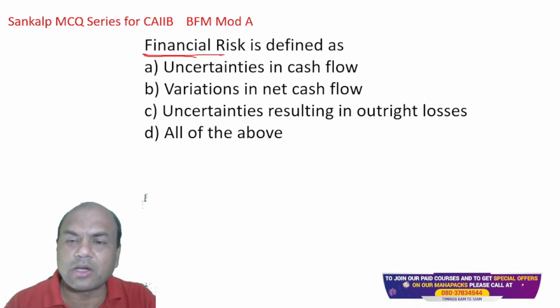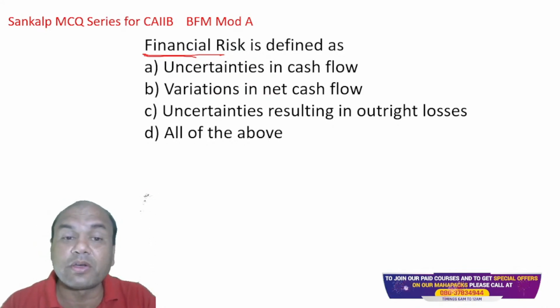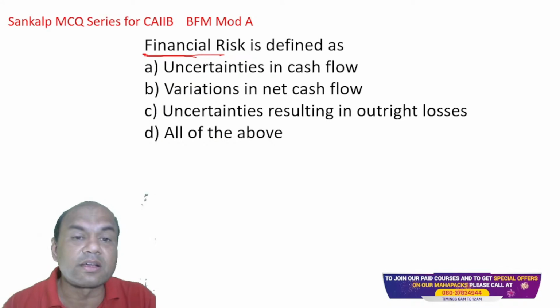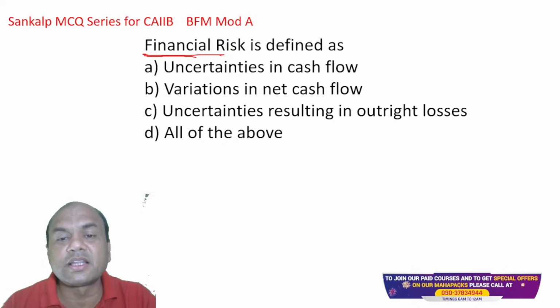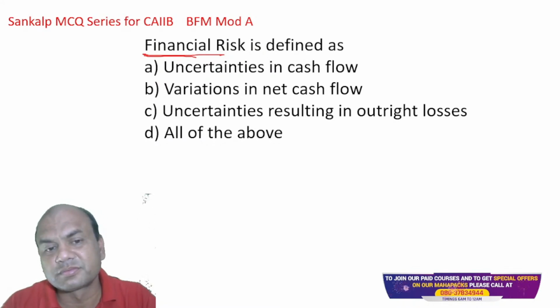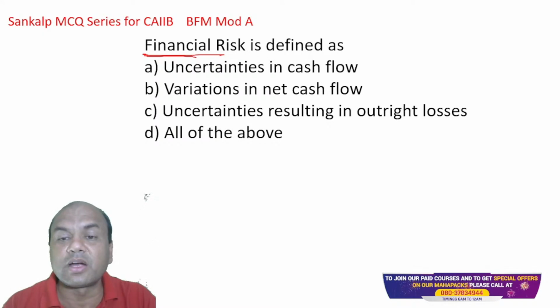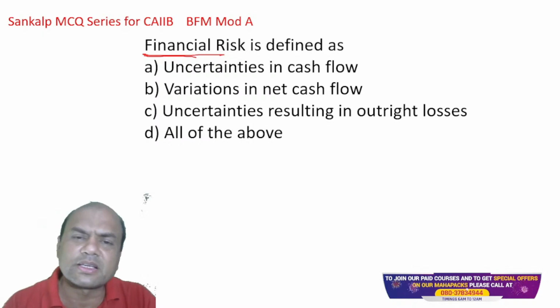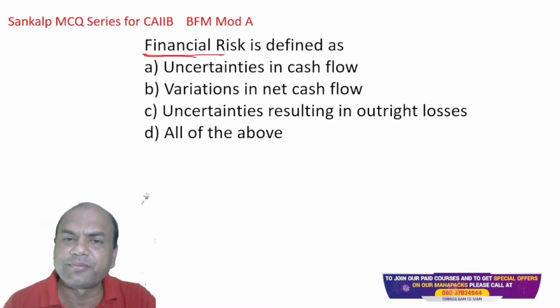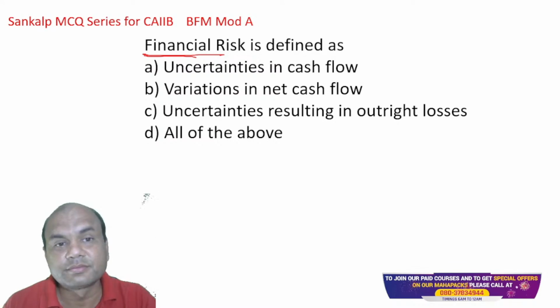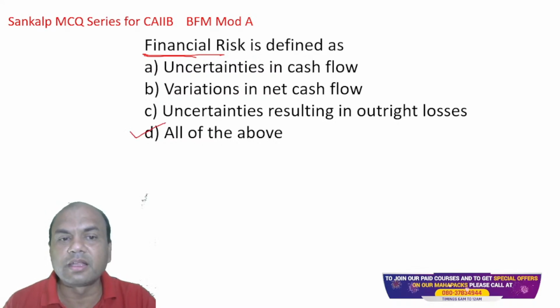Simple one. Let me see how many of you are right over here. Let me see your answers first. Uncertainties in the cash flow. Is it a financial risk? Variations in the net cash flow. Uncertainties resulting in the outright losses. Which one is the correct one? What do you think? Let me see. How many of you have typed this? Is it A, B, C or D? It is D. Correct? D.